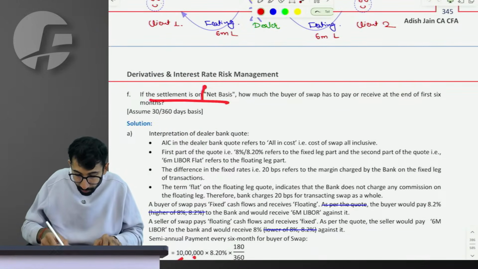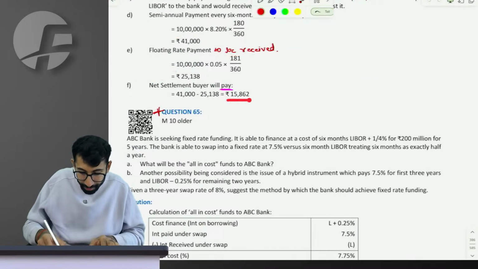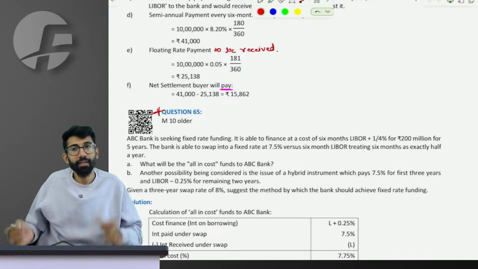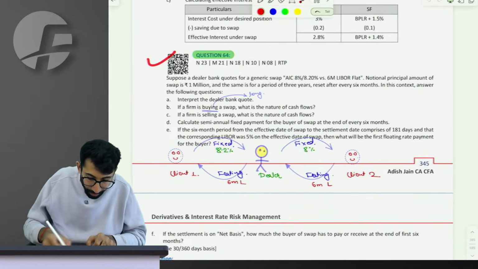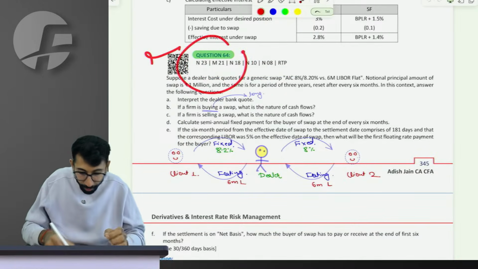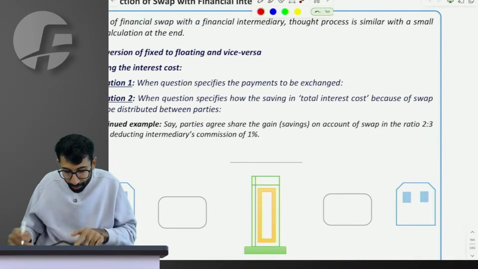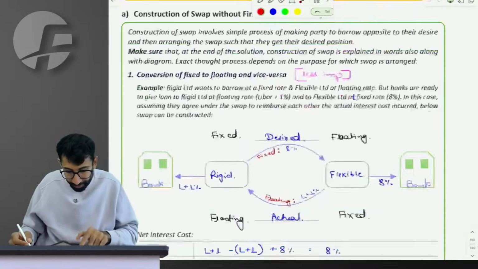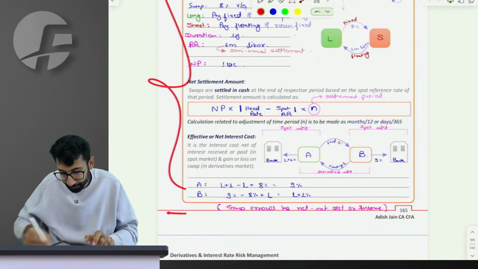Last part, on the net basis, how much buyer has to pay or receive? The buyer will net pay 15,862 as the amount. Are you people understanding? How does the contract happen? How does the settlement happen? Which are the parties involved? Everything in question number 64 could I explain? Sir, that was the first thing. This was the first thing.